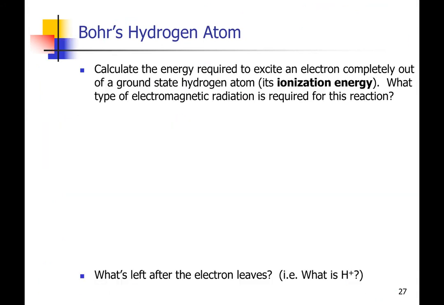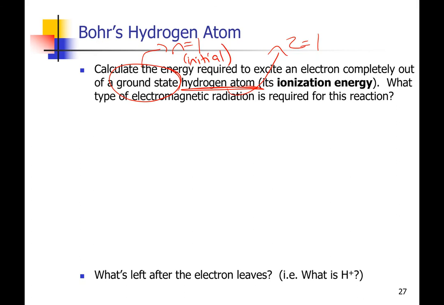The other question that we're asked to solve is to calculate the energy required to excite an electron completely out of a ground state hydrogen atom. So we've got some keywords here. Hydrogen atom, Z equals 1 proton. Ground state, n equals 1. The lowest energy orbital or state for any atom is the n equals 1. And then if that's our initial energy level, what is our final energy level?